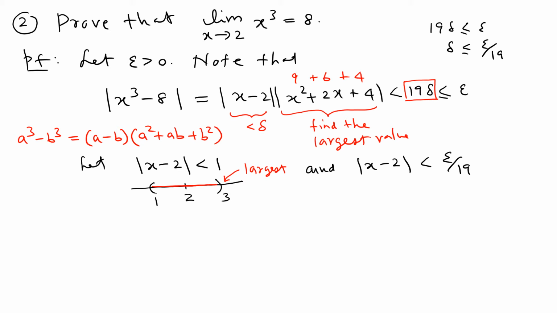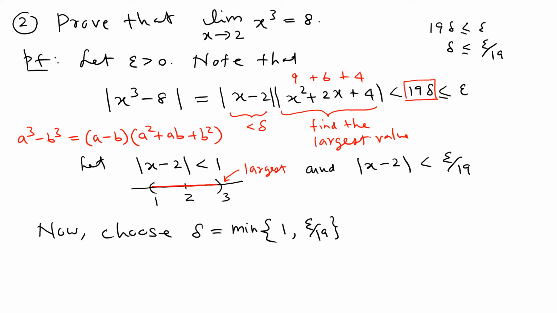So we're going to pick a delta which is the smallest of the two. That's what we're going to do. So now what we're going to choose, that's the interesting part. Choose delta which is the minimum of 1 and epsilon over 19, because if you pick the minimum then it's guaranteed that it satisfies both of them.